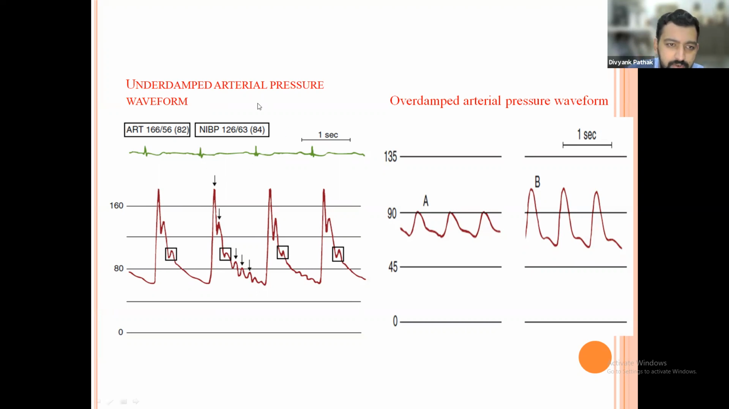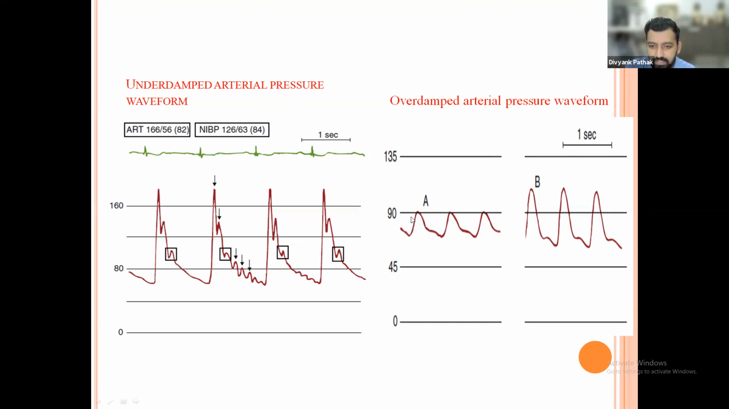Now, there's one basic principle: whether the arterial line is over dampened or under dampened, the mean pressure will mostly be the same. So the mean pressure will not change. The systolic and diastolic will change. Now, there is too much variation, too much upgoing and too much downgoing. So this is under dampened because the amplitude is not reduced, it is kind of increased. So this is under dampened.